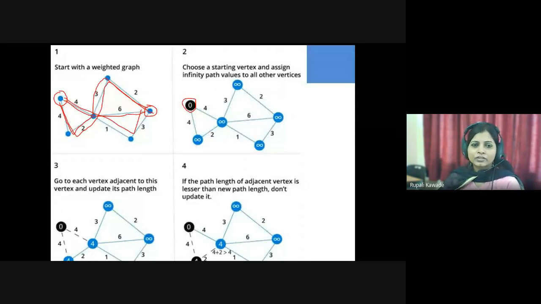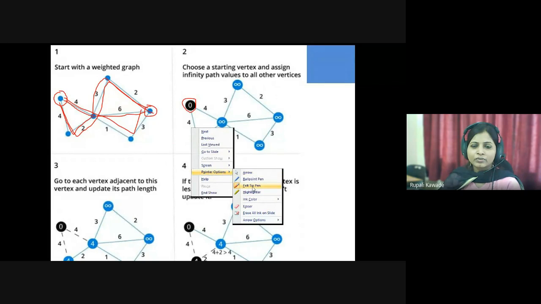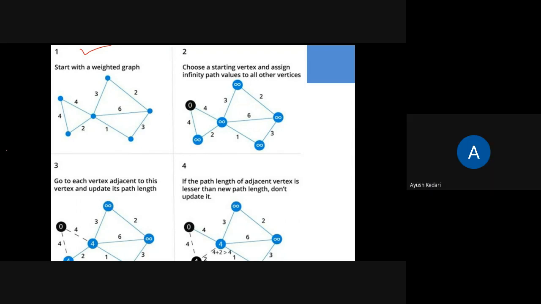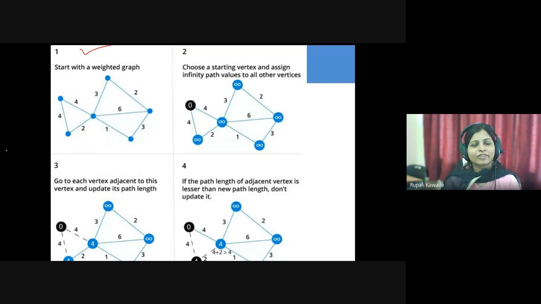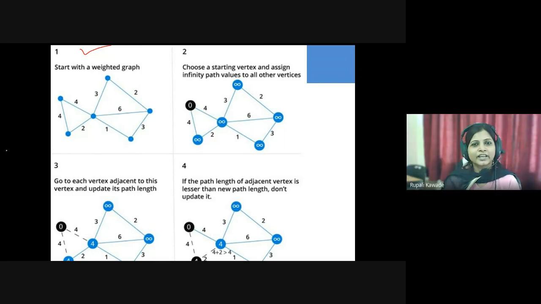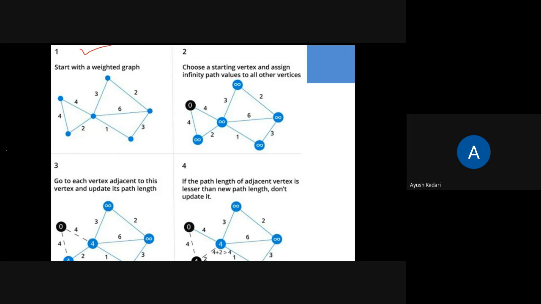Now, the graph shown, is it a weighted graph or an unweighted graph? What is the type of this graph? Weighted, because weights are shown on the edges, right? Is it a directed or undirected graph? Undirected. Why? No arrows. No arrows are there. So undirected means bidirectional, right?